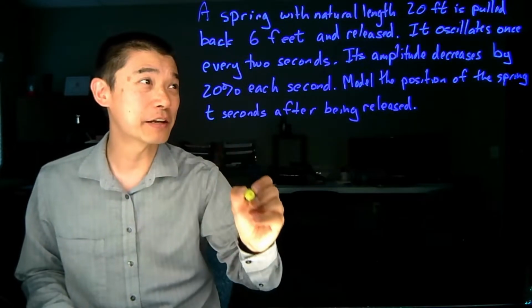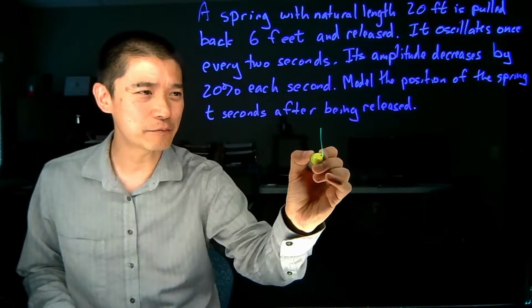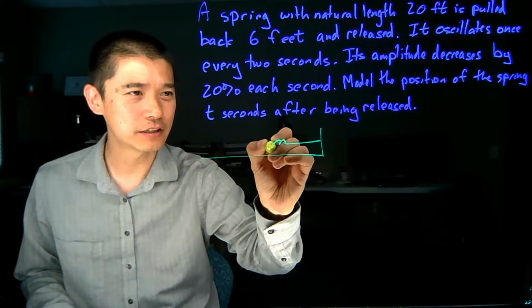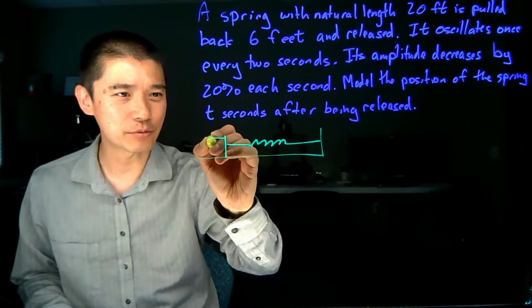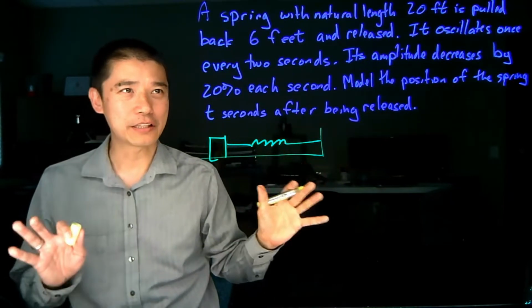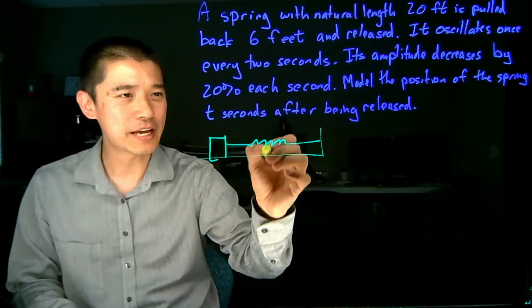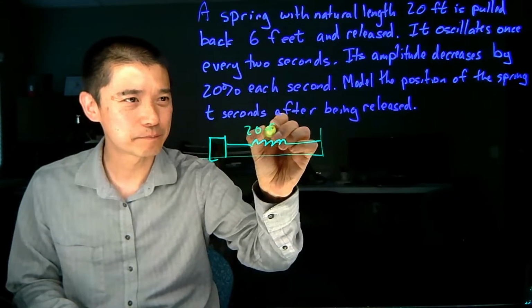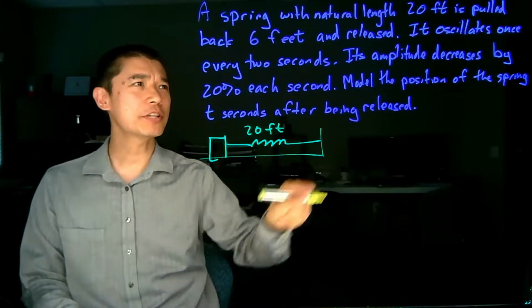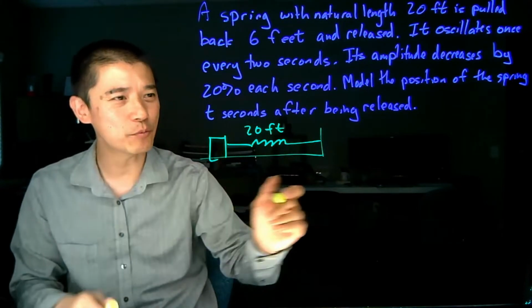Sometimes you have something hanging from the ceiling, but since this says pulled back, the implication, for me at least, is that it's held horizontally. So you've got a spring attached to a thing that you can grab onto. The natural length of the spring is the length when you're not adding extra force to it. And so that natural length is going to be 20 feet. And then what's going to happen? It's going to be pulled back by 6 feet. So pulled back, think back away from the wall.